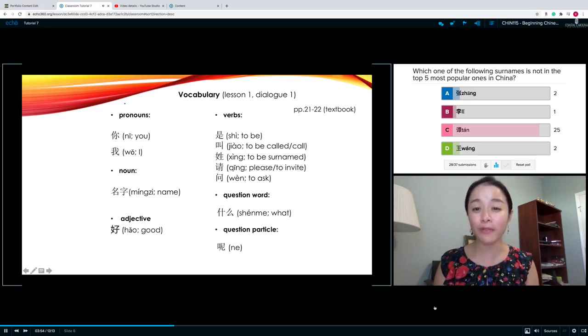We have 5 verbs in this lesson. The first one is 是.